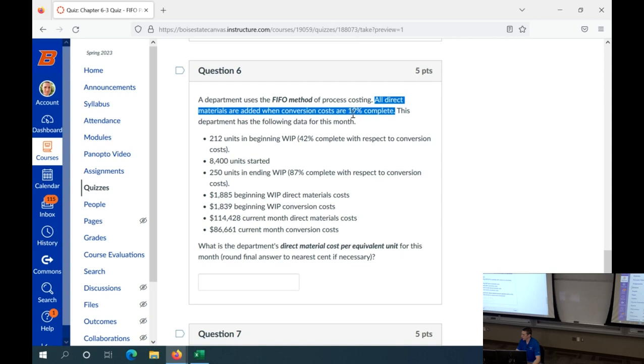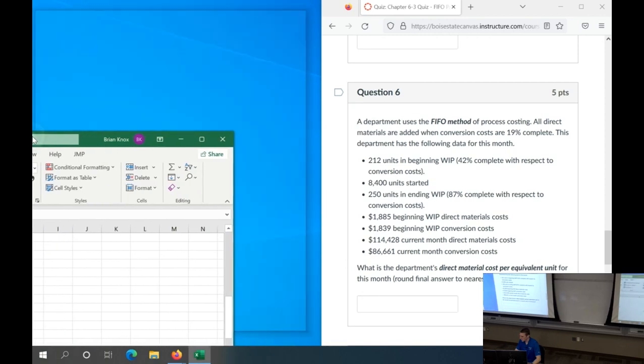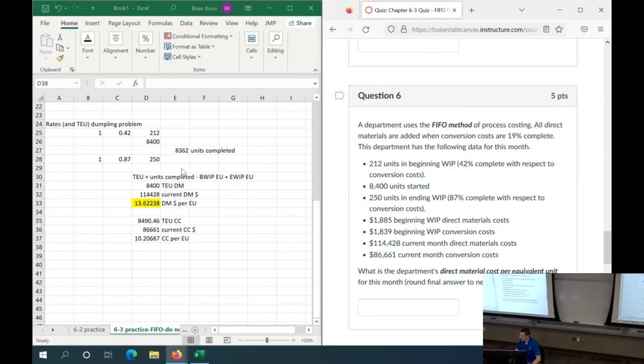It's very early on in the process. We add all the direct materials at 19%, and the conversion costs for beginning and ending WIP are well past that threshold. So all direct materials have been added for all the units in beginning WIP and all the units in ending WIP. And so when we create our T account here, we know that they're 100% complete.